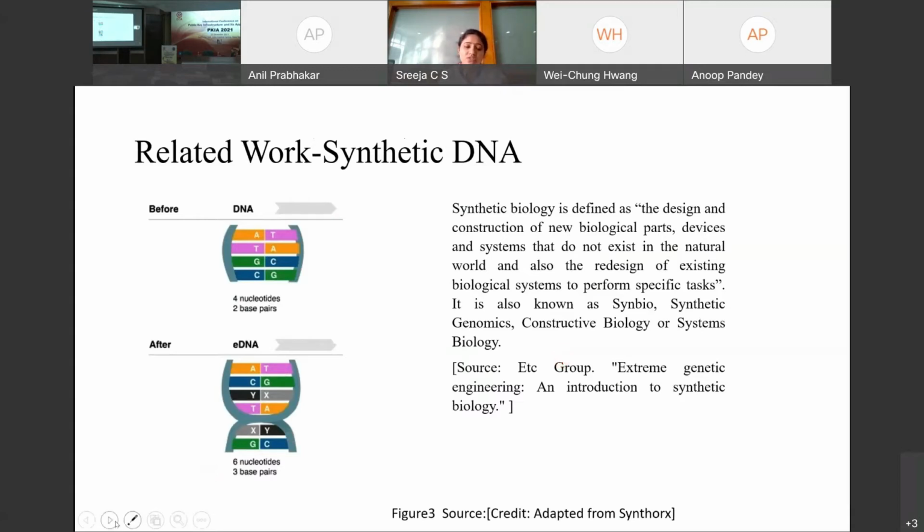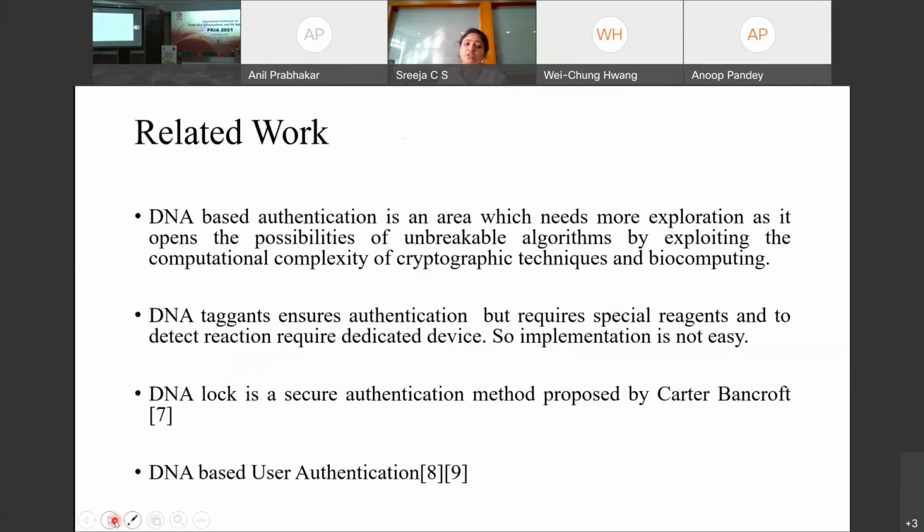There are various works connected to synthetic DNA, and research is still ongoing. So you can see DNA-based authentication is an area which definitely needs more exploration, but it's an emerging paradigm as it uses biocomputing plus conventional cryptography techniques. Now, as I mentioned, DNA tagging ensures authentication, but there are certain criteria which we have to look into. Sometimes there can be drawbacks as well, as we have to rely on reagents and know how to use a dedicated device when I have to check whether the tag is secure or not.